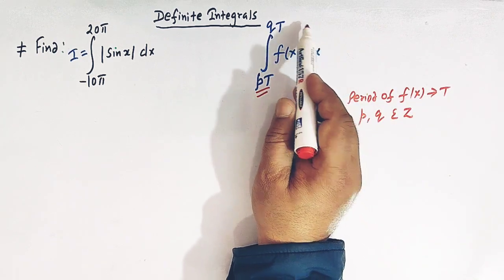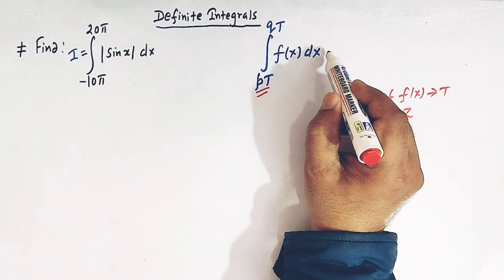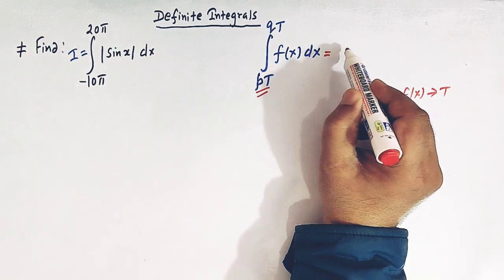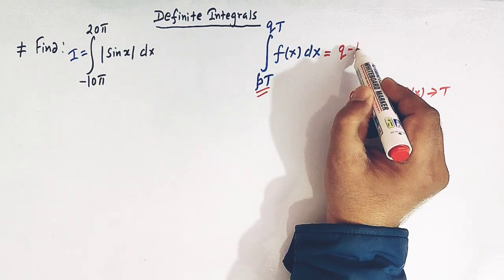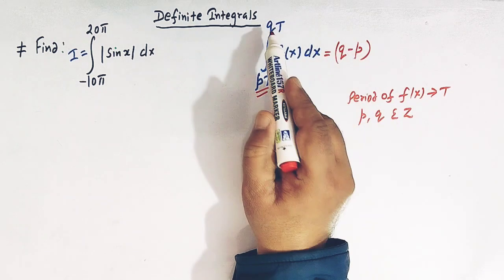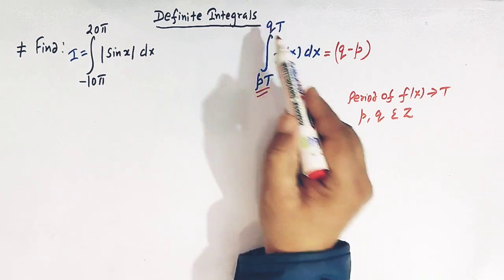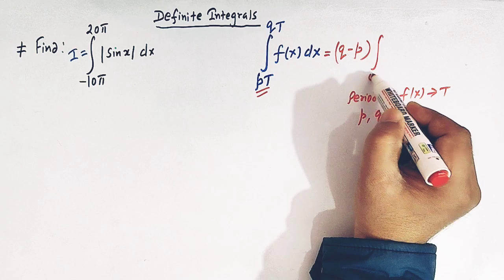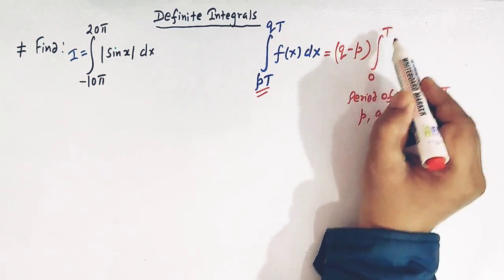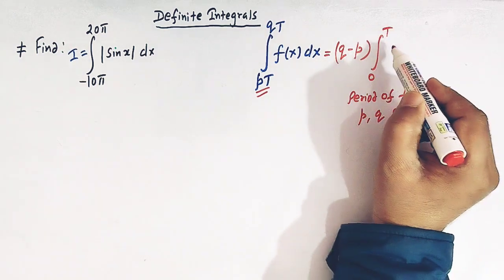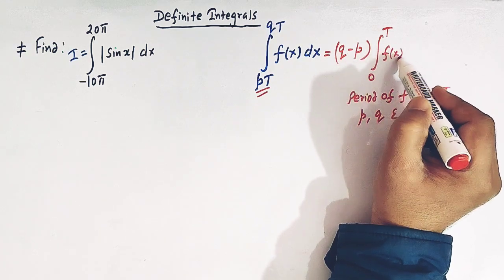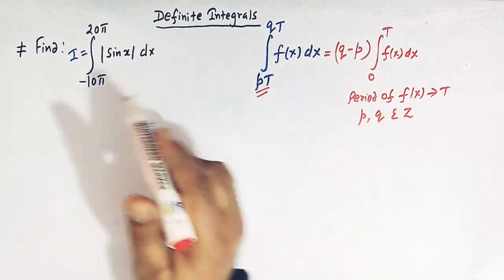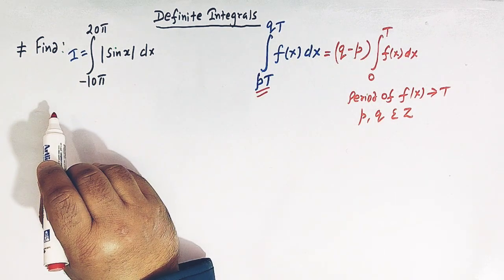Whenever we come across this type of integral, the value of the integral is given by q minus p, that is, we take the difference of q and p, which are integers, and multiply by the integral from 0 to T, where T is the period of f of x, of f of x dx. So this property shall be used to evaluate this integral.